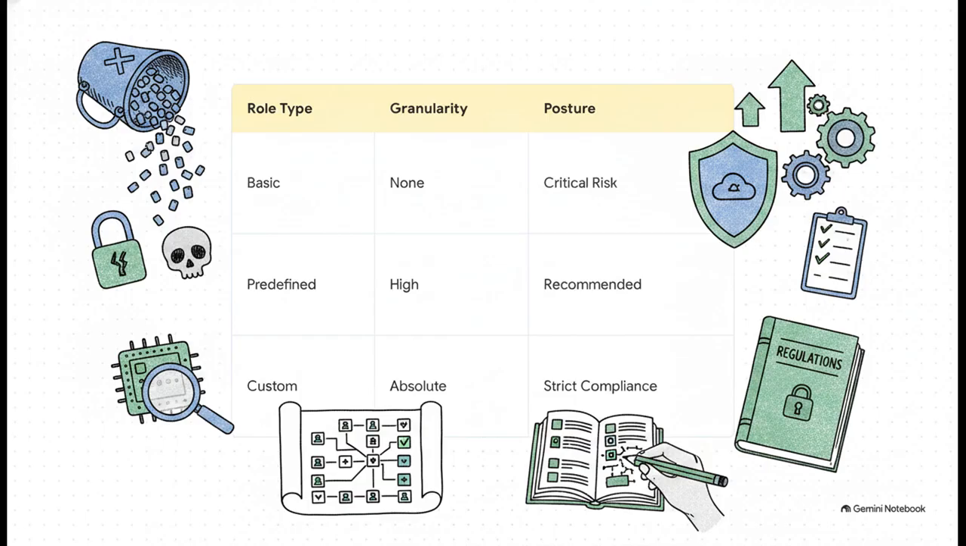Then you have predefined roles. These are managed by Google, they give you high service-specific granularity, and they are highly recommended. And lastly, custom roles. These offer absolute granularity because you define them yourself, but they require a ton of high manual maintenance, making them ideal pretty much only for strict regulatory compliance.